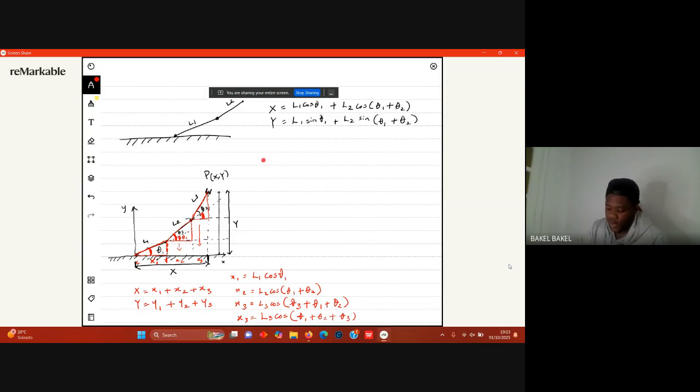And then your big X becomes L1 cos theta 1 plus L2 cos theta 1 plus theta 2 plus L3 cos theta 1 plus theta 2 plus theta 3. If you repeat the same process for your Y, I mean, it's intuitive, you get L1 sine theta 1 plus L2 sine theta 1 plus theta 2 plus L3, sorry, this is the sine, theta 1 plus theta 2 plus theta 3.